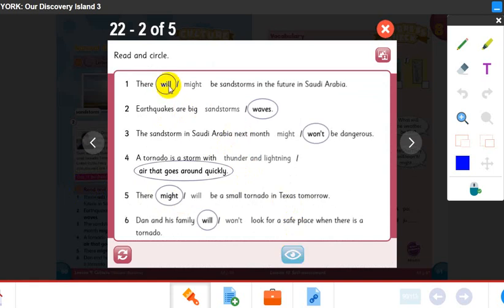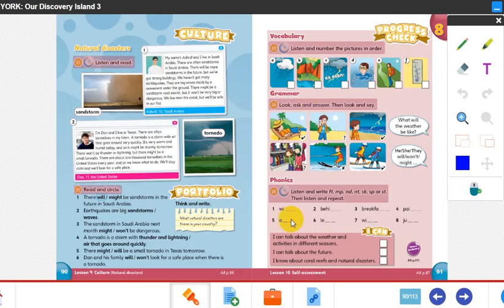Here are the answers. Well, earthquakes, it's about waves. Sandstorm in Saudi Arabia won't be dangerous. A tornado, air that goes around quickly. There might be a small tornado in Texas tomorrow. Dan and his family will look for a safe place when there is a tornado. So, as stated in the last sentence, we all have to stay safe at home nowadays. So that's all for our pupils book, sorry. Let's now go to the activity book.